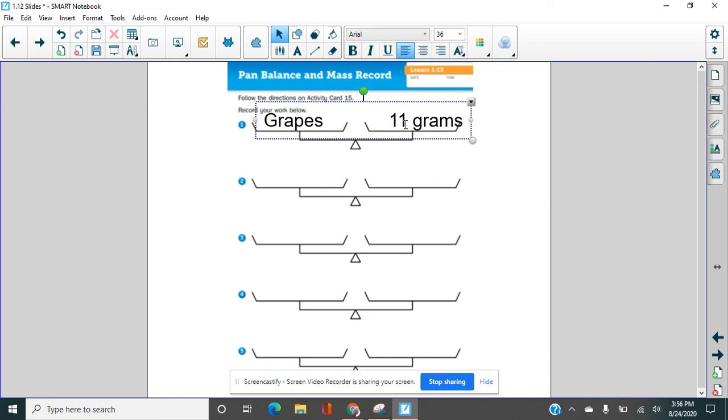Okay. So you get to use our online pan balance, and you're going to choose 4 other objects. You're welcome to do more than 4. That would be neat, but you have to choose at least 4. You're going to write down what it was and then the mass of that object using the pan balance.